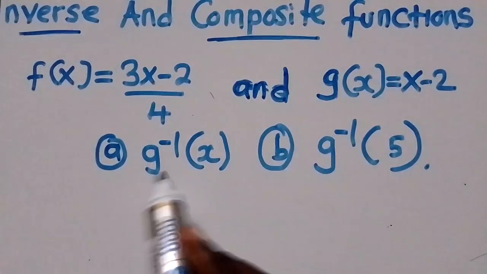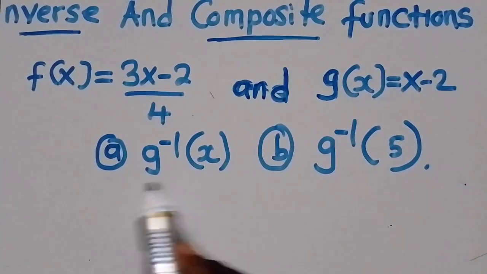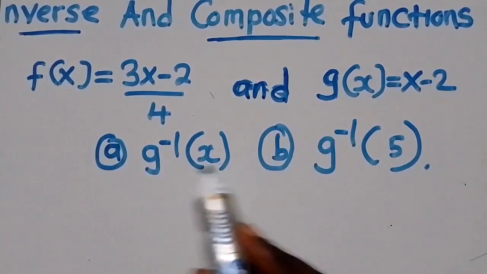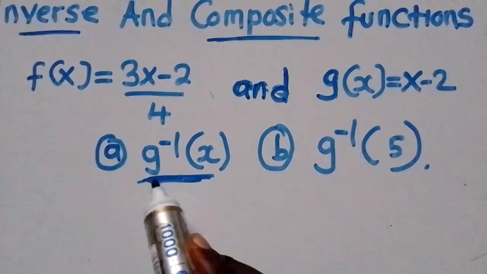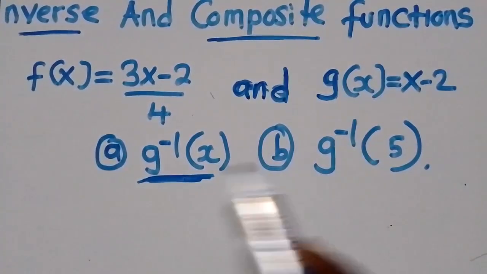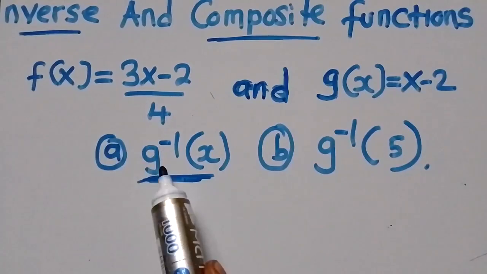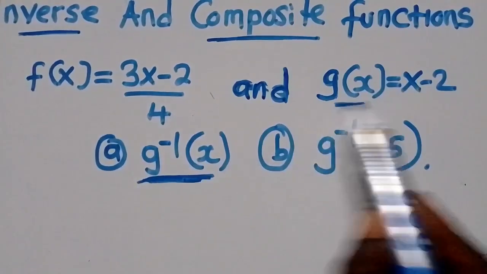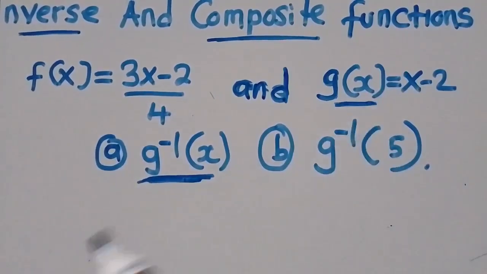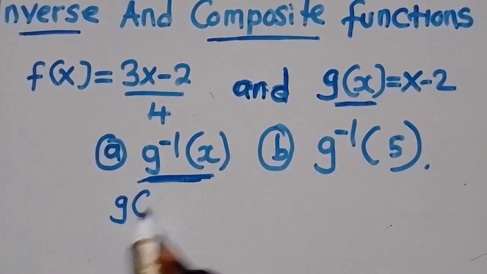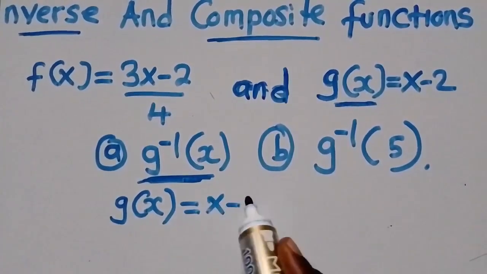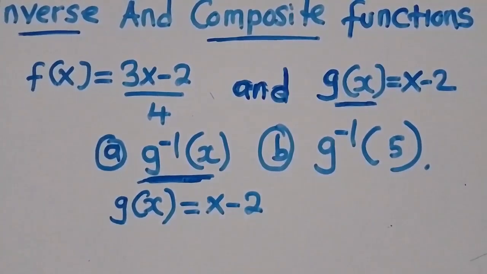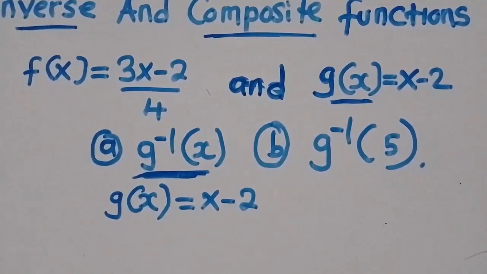So you say this is the function for which you are told to find g inverse of x. You ask yourself, where is this coming from? You cannot get f, there is no f here. So you get its roots, where it is coming from, g. So you say g of x is equal to x minus 2, like that. That's how you need to do it.